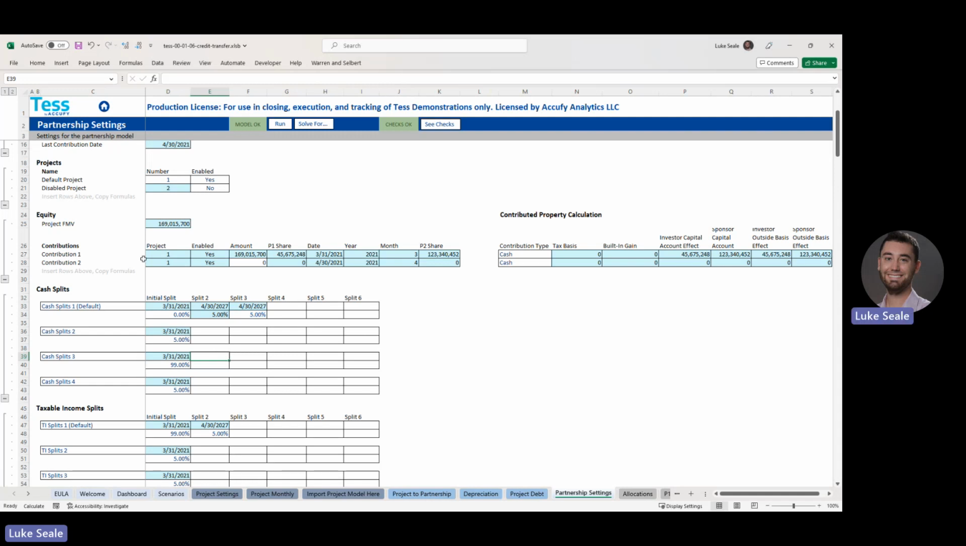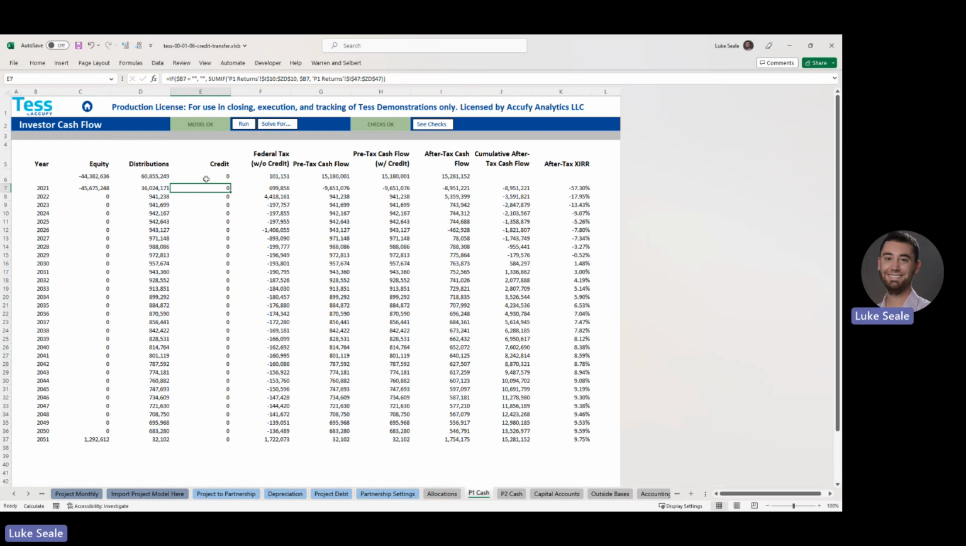Okay. So let's have a look at how this looks in the results of the partnership. So I'm going to look at the P1 cash tab here and observe a few things. One is that the credit is 0, which makes sense. Of course, we're selling it. We're not going to get to recognize it. And there's a big number in this distributions column because we're just getting a big pile of cash at the beginning of the deal and distributing it out to the partners at 99% and 1%. So no credit, big cash distribution.